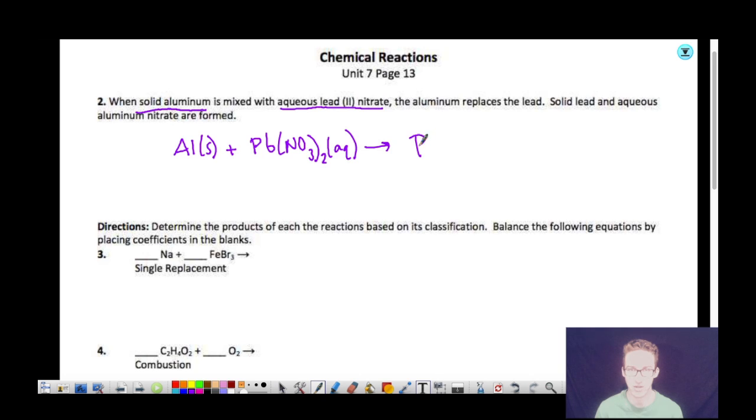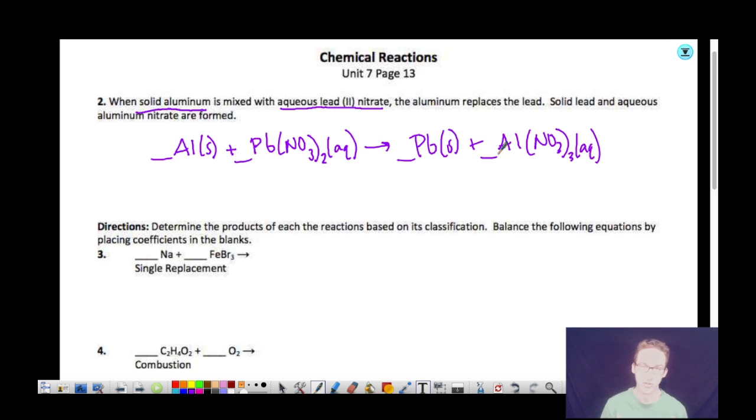So we've got solid lead, again, pretty easy. And then aqueous aluminum nitrate, Al(NO3)3, and it's aqueous. Now we need to first look and see if this is balanced as is or if we need to add some coefficients to balance things out. I'm going to show you how you most likely will do it on a given quiz or a test, because typically you don't have a bunch of fun little circles to move around your screen.